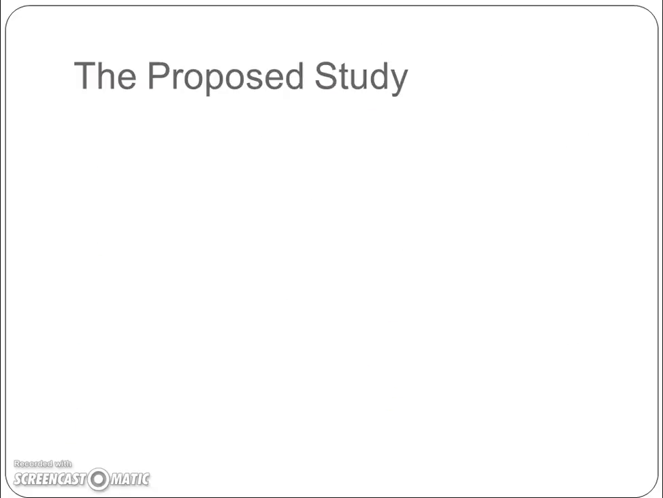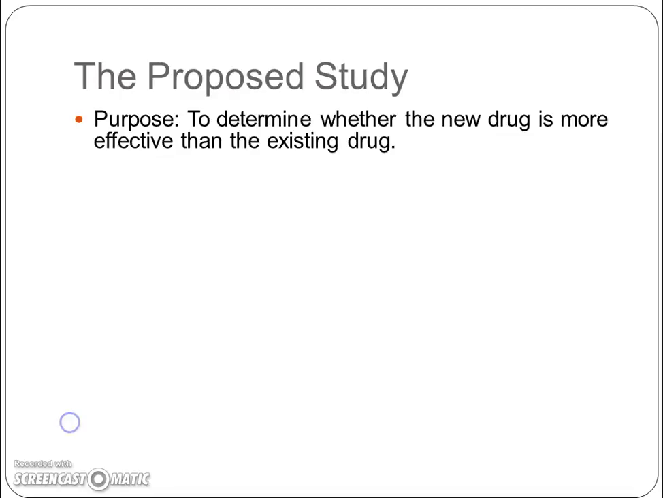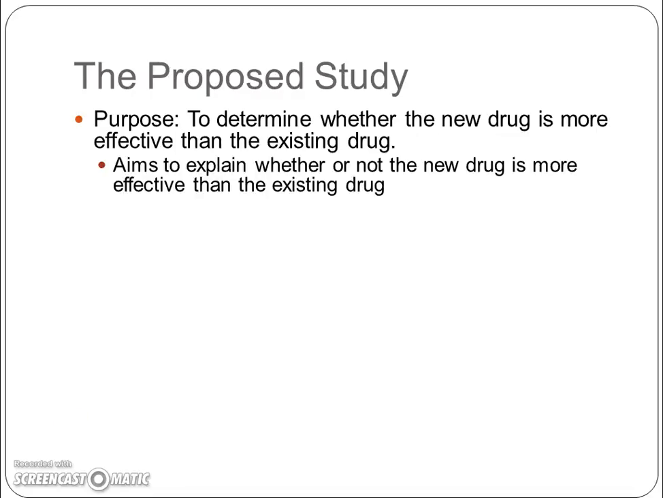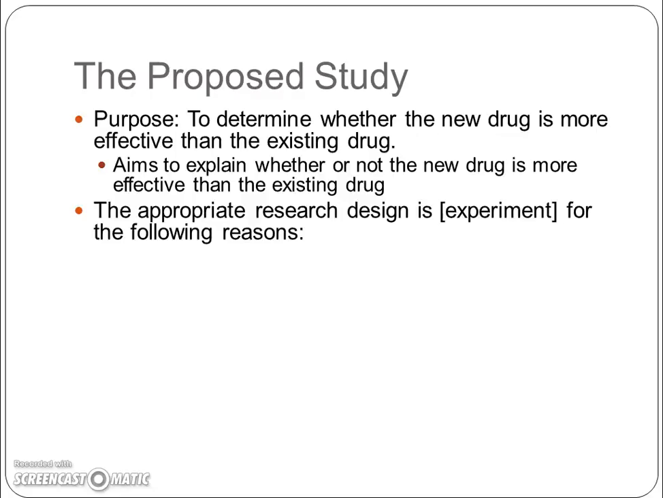Now we'll talk about the purpose of this study. The purpose is to determine whether the new drug is more effective than the existing drug. It aims to explain whether or not the new drug is more effective than the existing drug. The appropriate research design is experiment for 3 reasons.